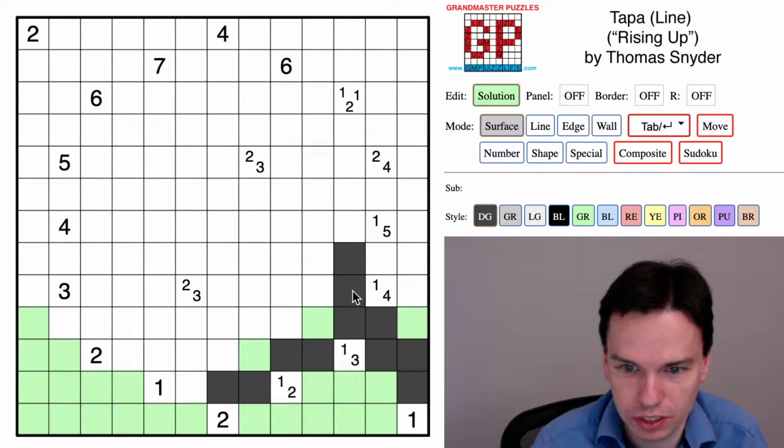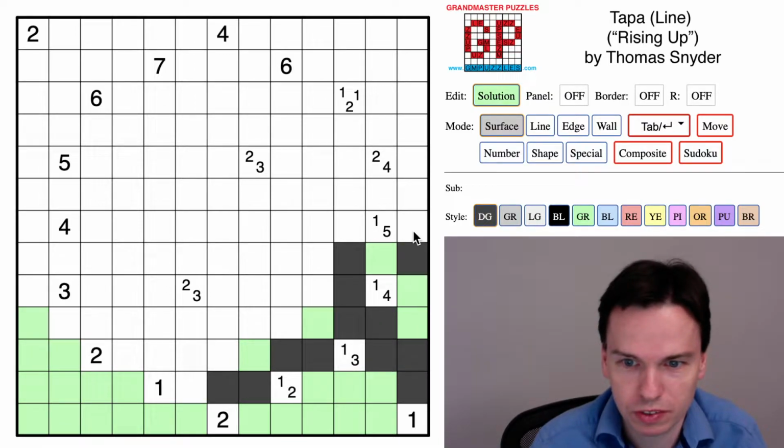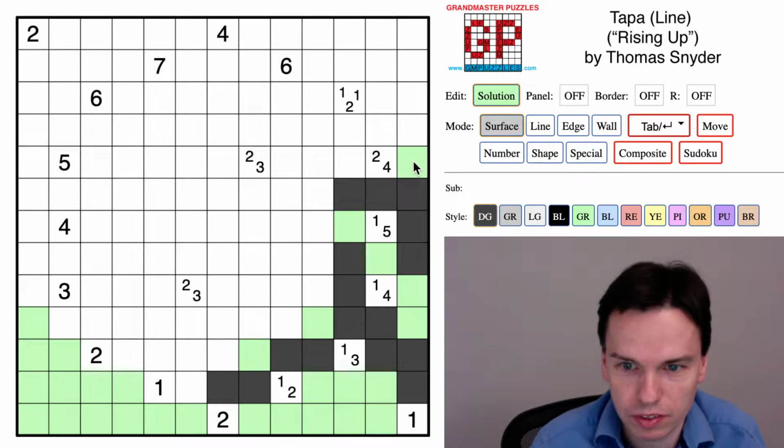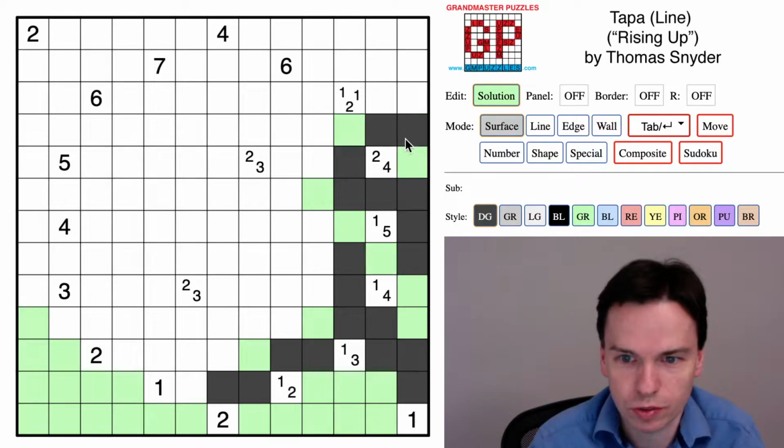It looks like we finish out the 4 clue. This is the only place for 1 to go, and that's going to finish the 1, 5 clue. We're going to mark off the no 4 in a row rule. This is the 4 and 2 around this clue. This is coming up.